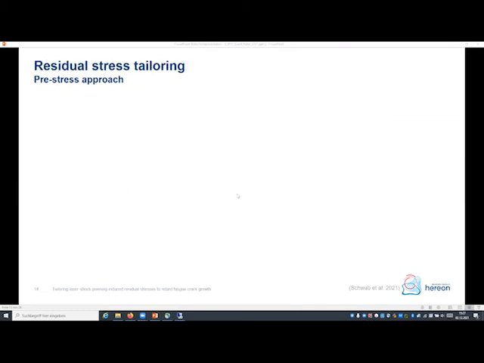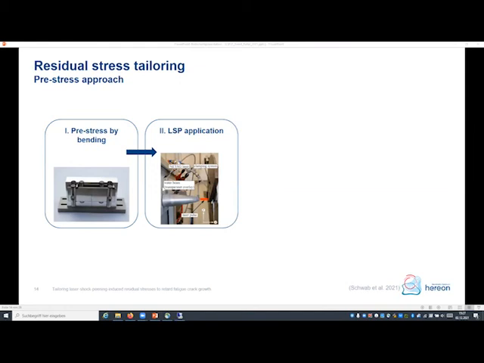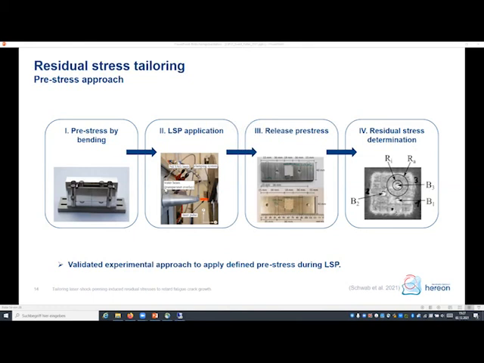So in the second part, I want to explain the tailoring of residual stresses by pre-stresses. What we did is we introduced pre-stresses to a specimen by a 4-point bending. Thereafter, we applied laser peening on this pre-stressed material. Then we release the pre-stress, and then we can measure the residual stresses.